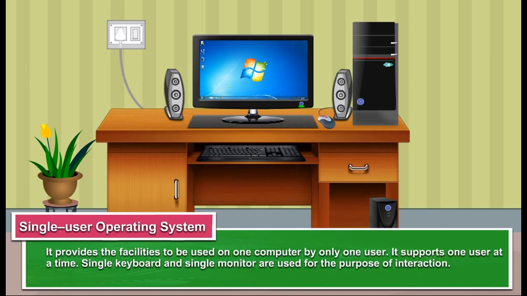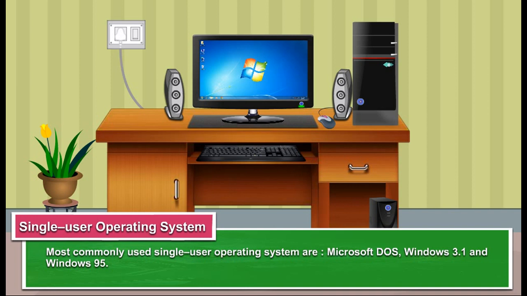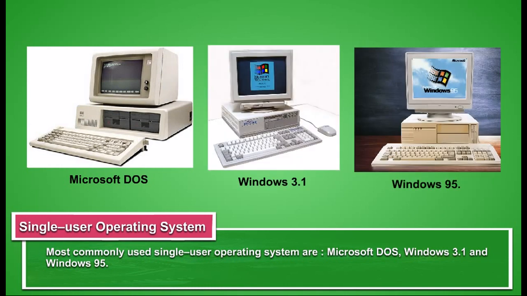Single-user operating system. It provides the facilities to be used on one computer by only one user. It supports one user at a time. A single keyboard and single monitor are used for the purpose of interaction. The most common example of a single-user operating system is a typical home or personal computer. Most commonly used single-user operating systems are Microsoft DOS, Windows 3.1 and Windows 95.